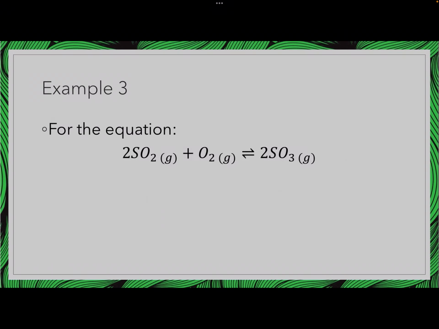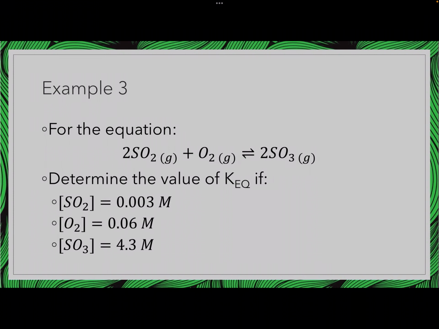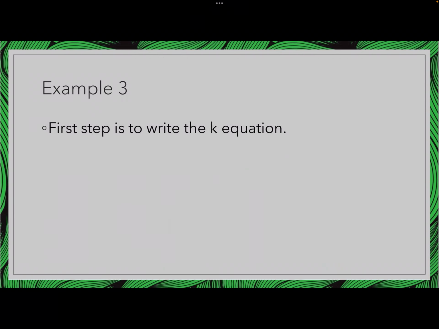For the equation 2SO2 plus O2 is in equilibrium with 2SO3, determine the value of K_eq if the concentrations are: sulfur dioxide 0.003, O2 0.06, sulfur trioxide 4.3. So write the K equation. Again, products over reactants equals K, so it's going to be concentration of SO3 squared over the concentration of oxygen times the concentration of sulfur dioxide squared.